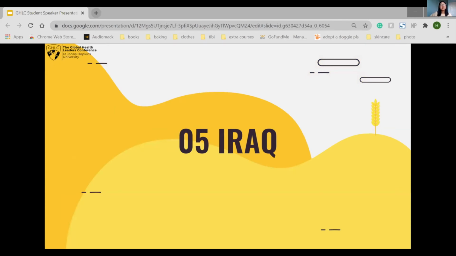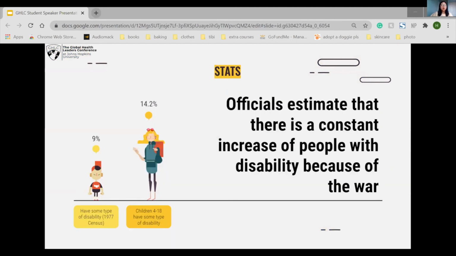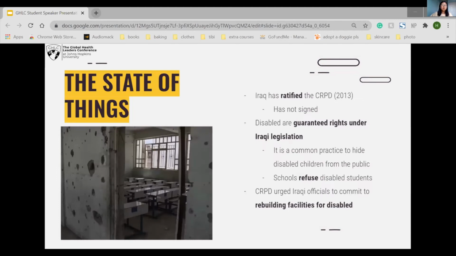Next, and finally, there's Iraq, a fuel exporting country. Unfortunately, there is a current lack of information pertaining to Iraq due to the current war-stricken state, but we can estimate that over 9% of the population has some type of disability, and over 14.2% of children have some type of disability. This statistic would be much higher because officials estimate there's a constant increase of people with disability because of the war.